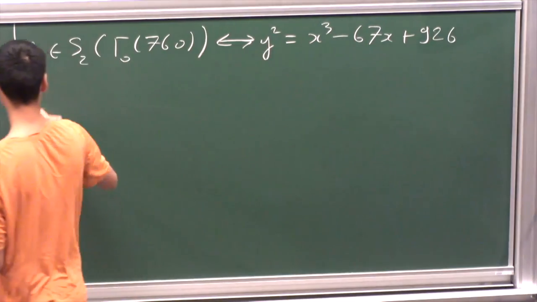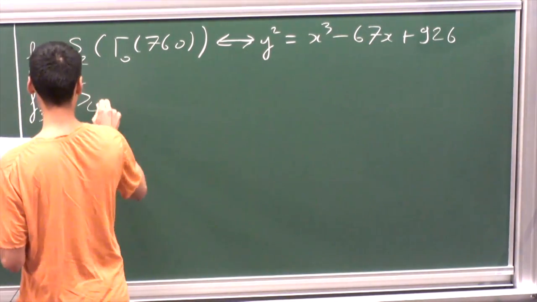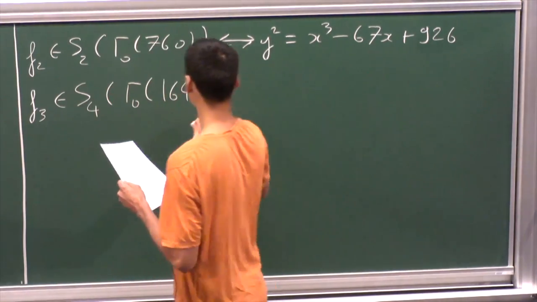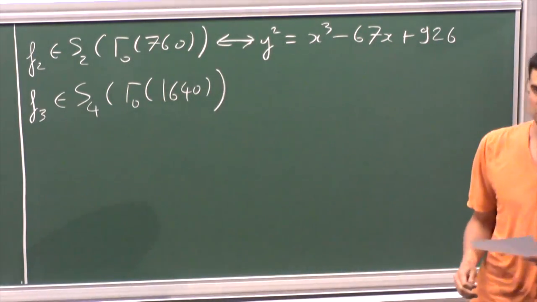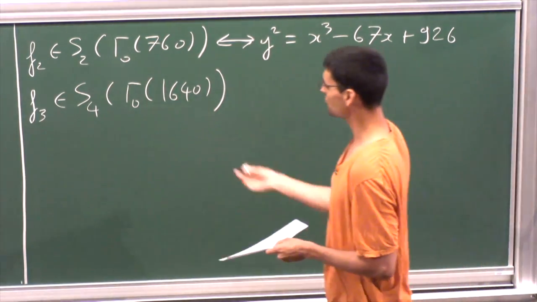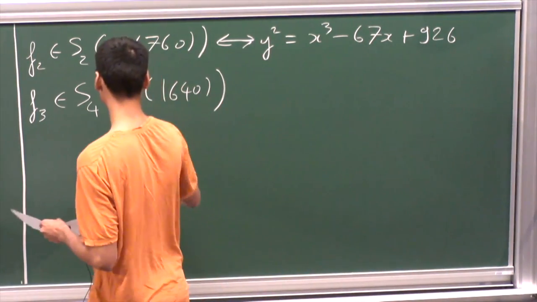And F3 is of weight 4 and level 1640, with coefficients in a rather large extension of Q. And these three eigenforms are all congruent modulo p.